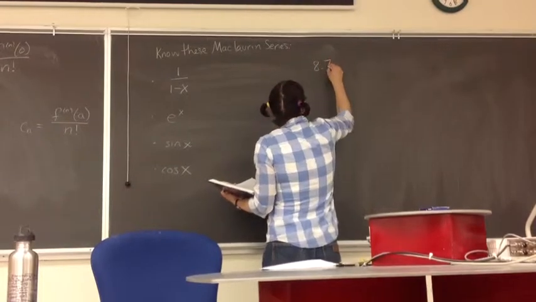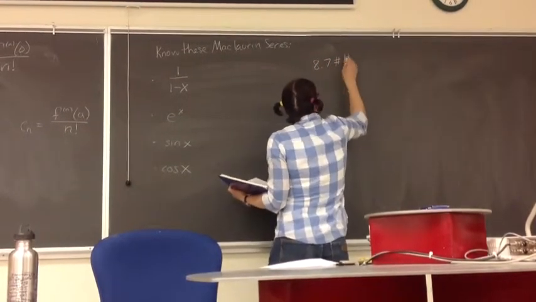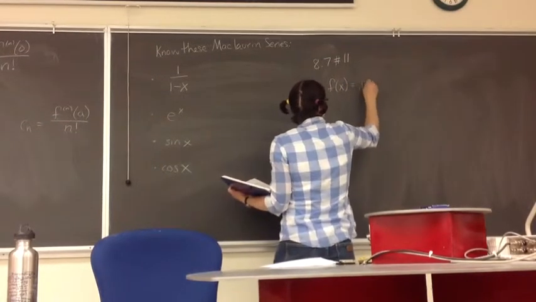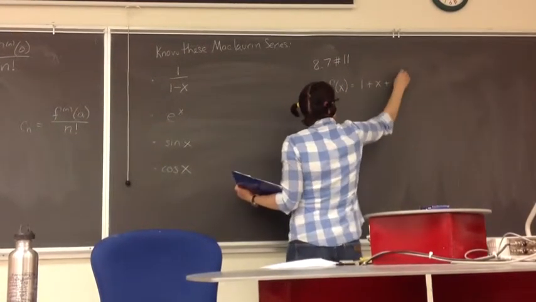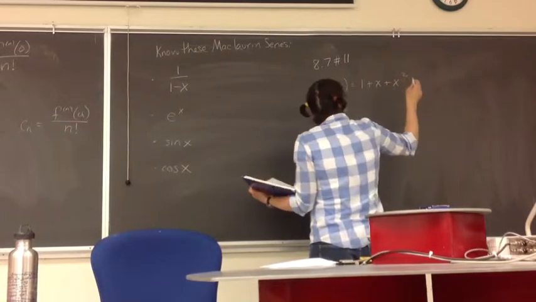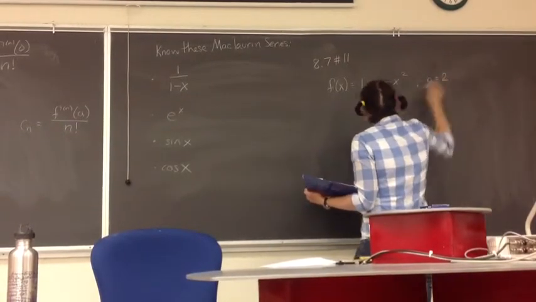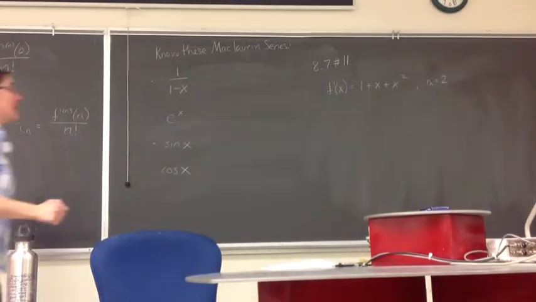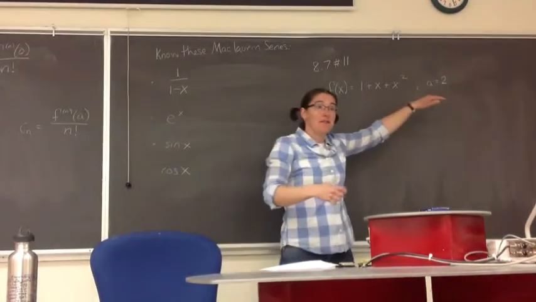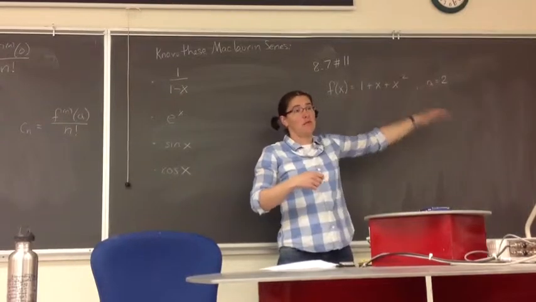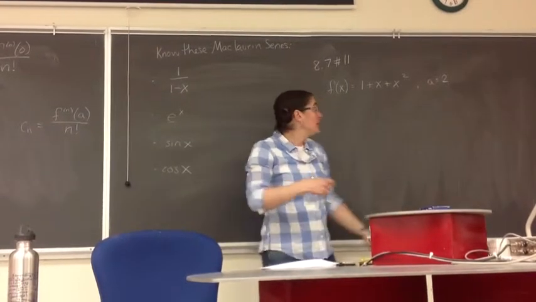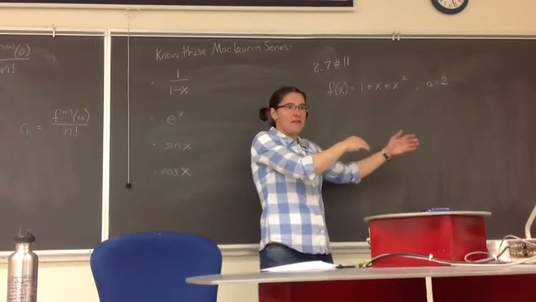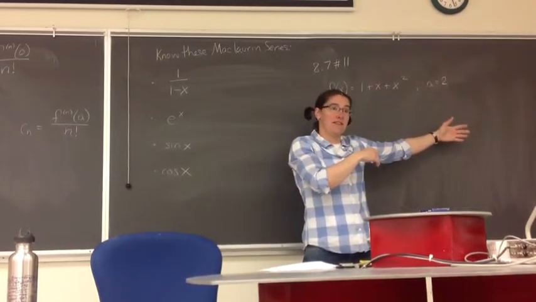I'm not going to do the problem, but I do want to write it down here. So 8.7 number 11, we have a function that is f of x is equal to 1 plus x plus x squared, and we are centering at an a value of 2. And so what you're going to find out is that after about maybe the second or the third term, the rest of your coefficients are all going to be 0. And so you'll still have a series, it's just that your series happens to have an infinite number of zeros at the end of it rather than interesting terms.